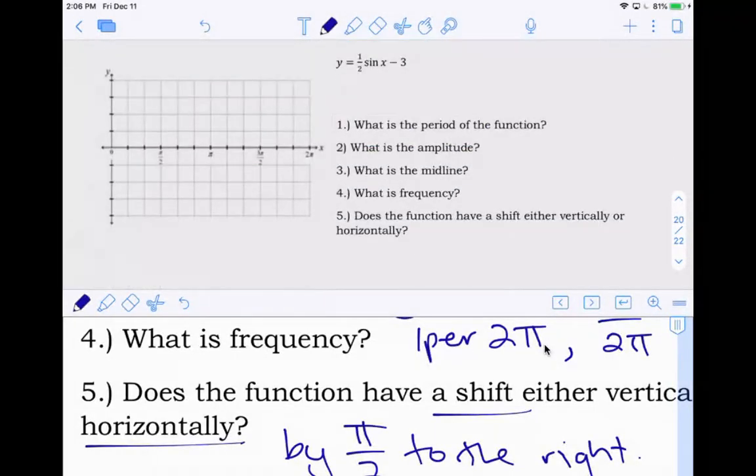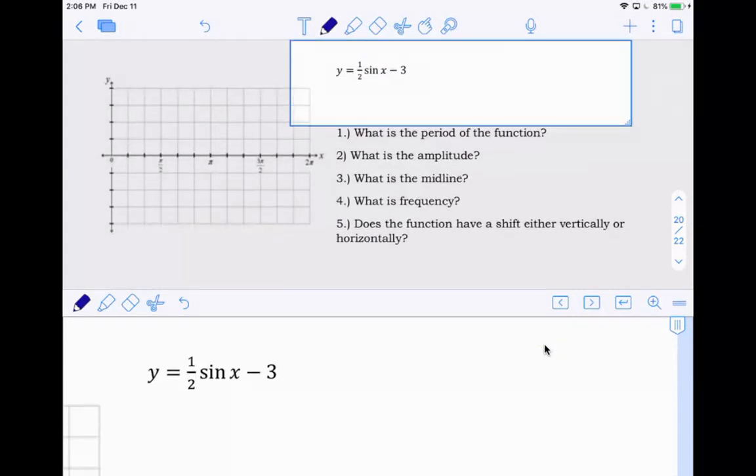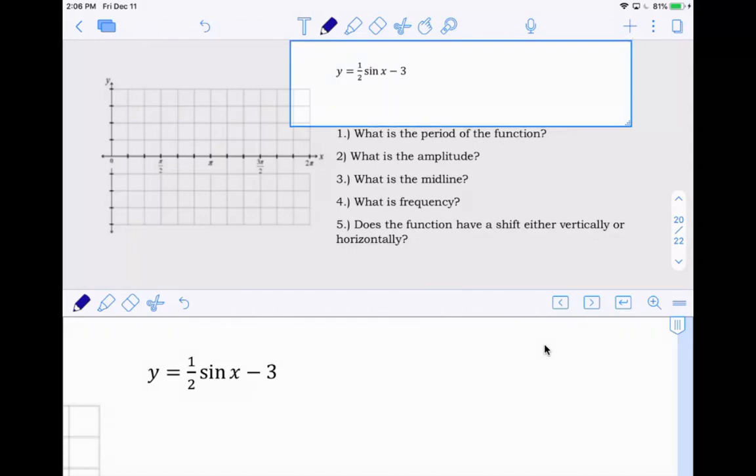All right. Let's try a couple more. This one has a little less going on. 1/2 sine x minus 3. I really recommend you pause this video and try this one on your own and see what you get. All right, I hope you had a chance to pause the video.